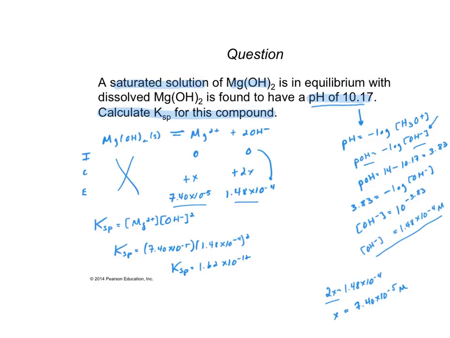Okay, so I think this was kind of out of order. I think I should have done this one earlier. But again, how would you utilize the concentration of one of the products to figure out the KSP? You would do your little ice table, figure out the concentration of one, figure out the concentration of the other, and then plug it into your KSP expression.